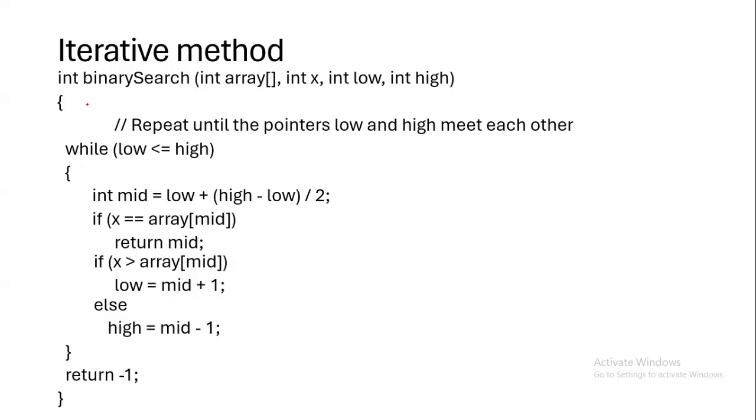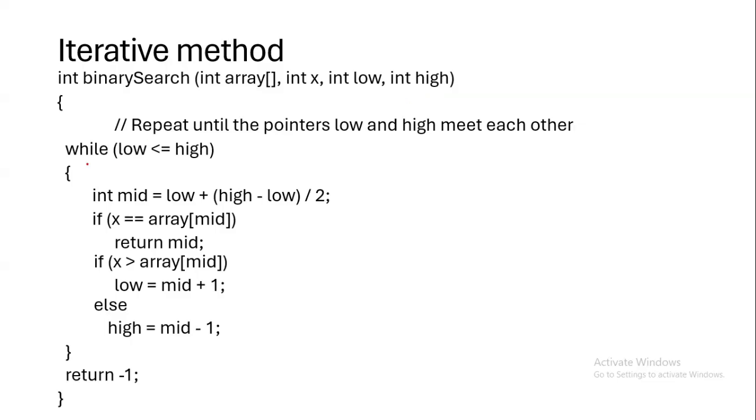First we define the function binary search. Its return type is integer and it takes in total 4 parameters. Here array is the sorted one, which is the necessary condition for the binary search to work. Then x is the element to be searched. Then low is the lower bound of the index and high is the upper bound of the index.